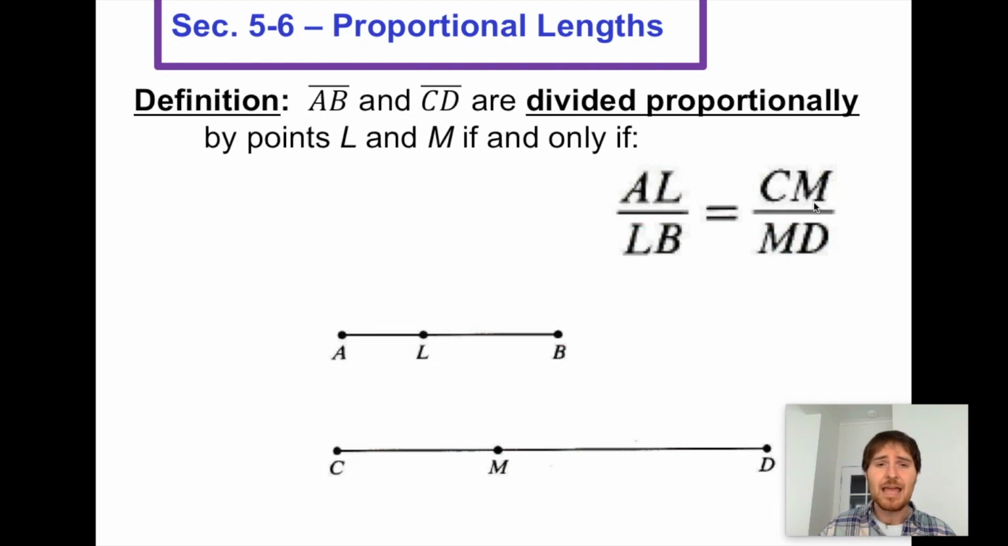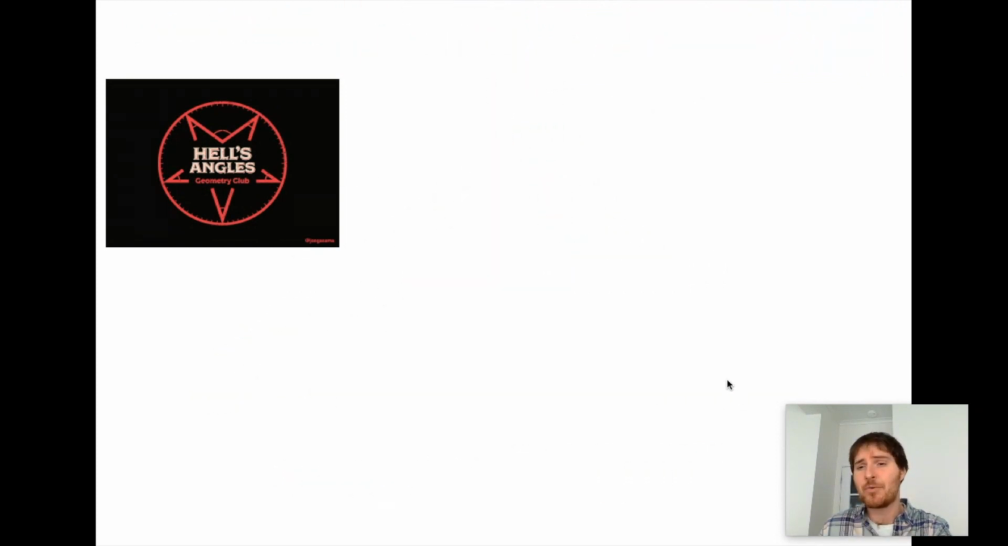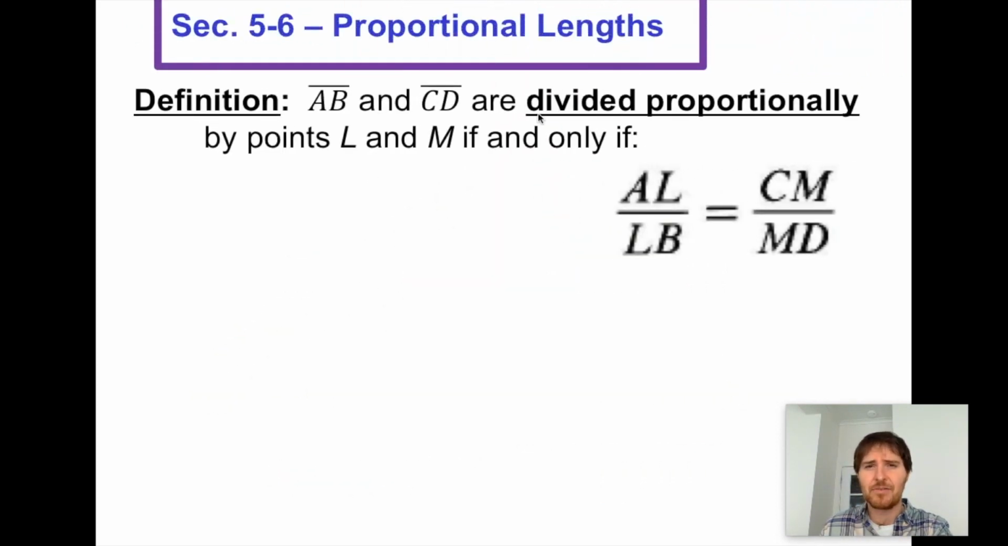Because we have a parallel line going into a triangle, similar to how we saw earlier, right? We have a parallel line right here. The reason I want to talk about this is that segment PQ would divide segments TR and TS proportionally, meaning TP over PR is going to equal TQ over QS. That's what dividing proportionally means. It sets up a common ratio between the existing segments that we have here, okay?